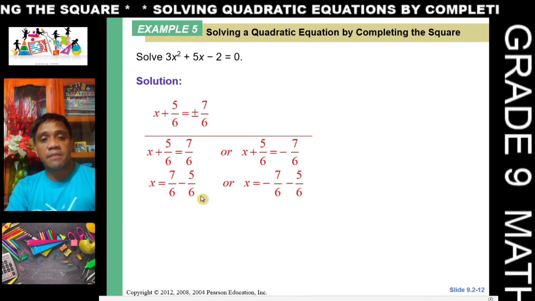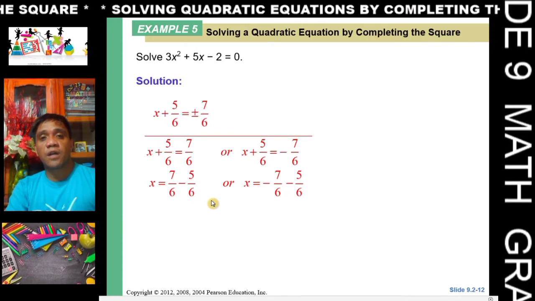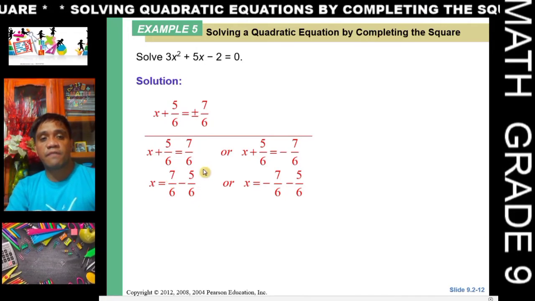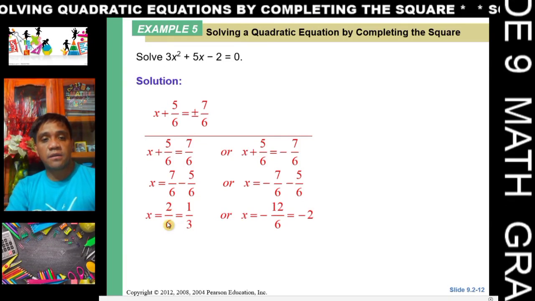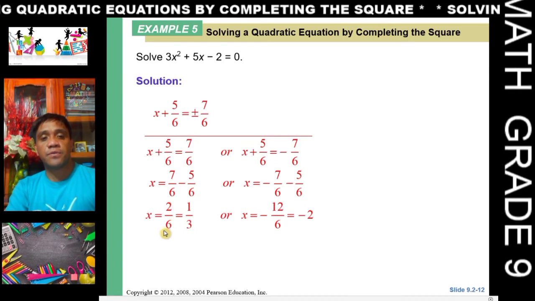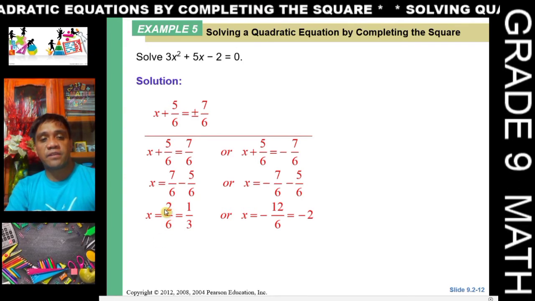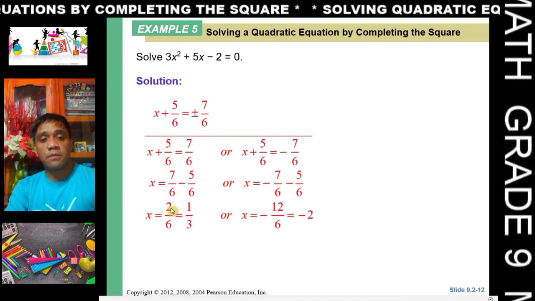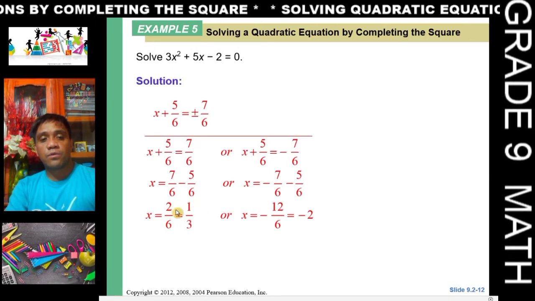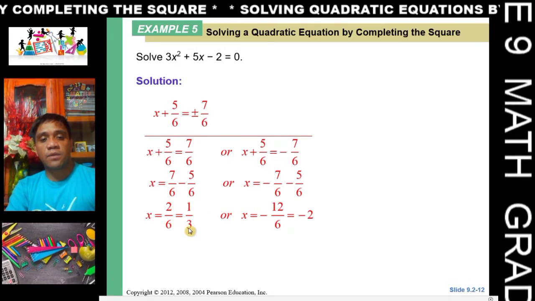Since they have the same denominators, we are going to work out with the numerator. So 7 minus 5 is equal to 2 over 6. Then since 2 over 6 can be reduced, we're going to simplify this. So the 2 over 6 became 1/3 now because this is divisible by 2. So 2 divided by 2 is 1, 6 divided by 2 is 3.